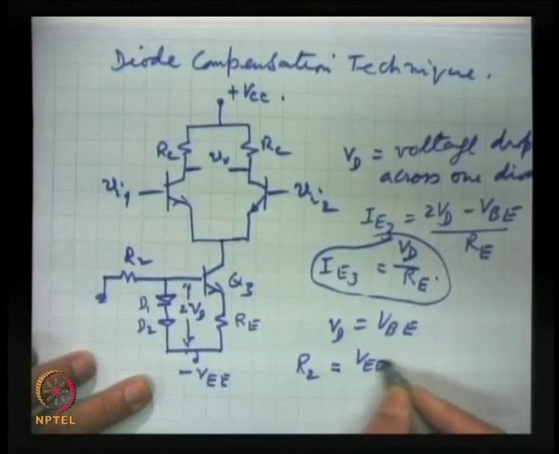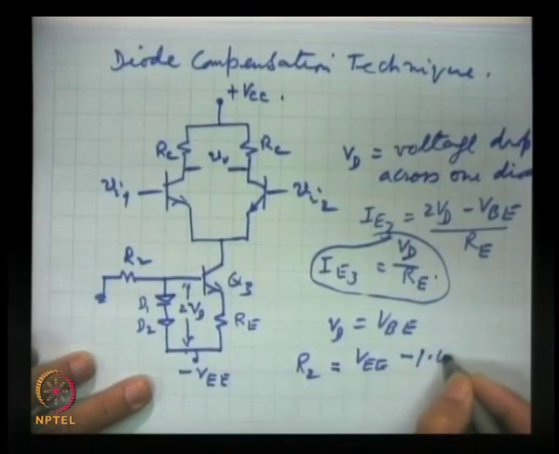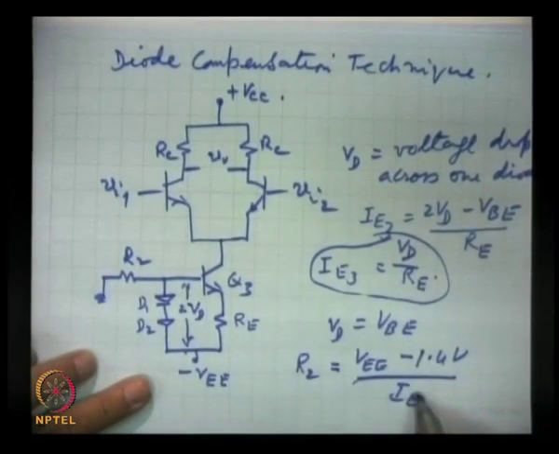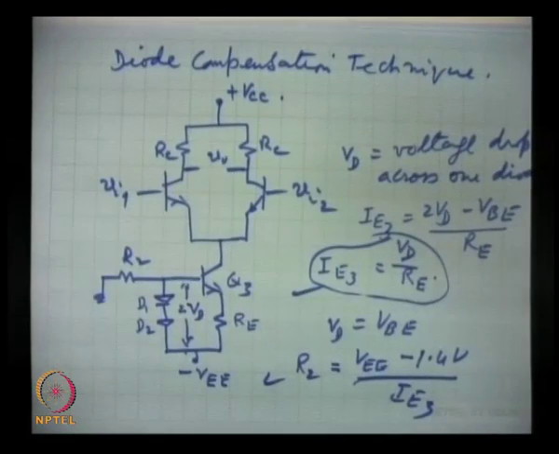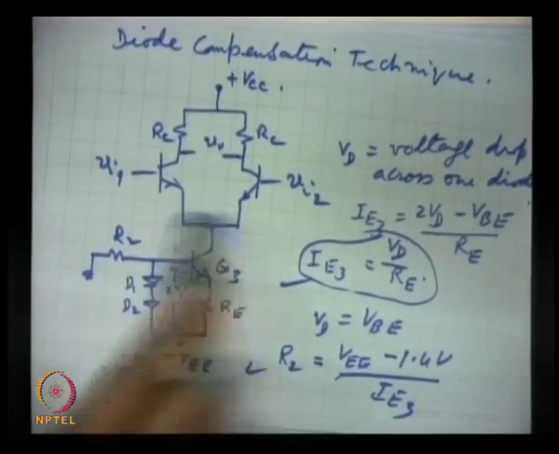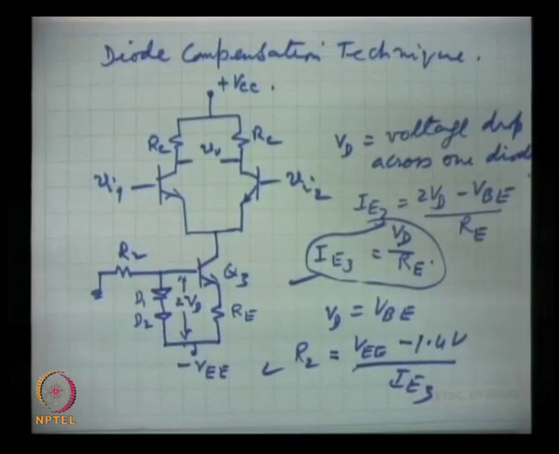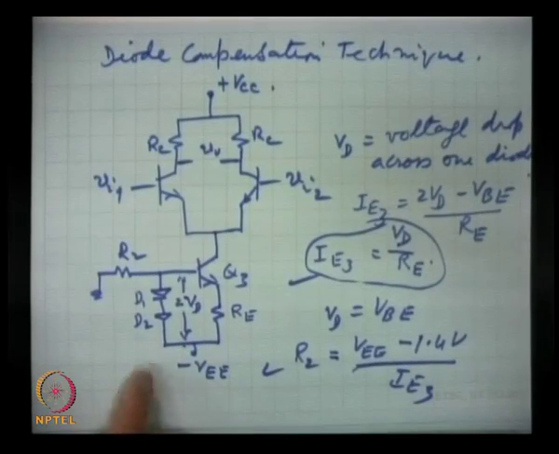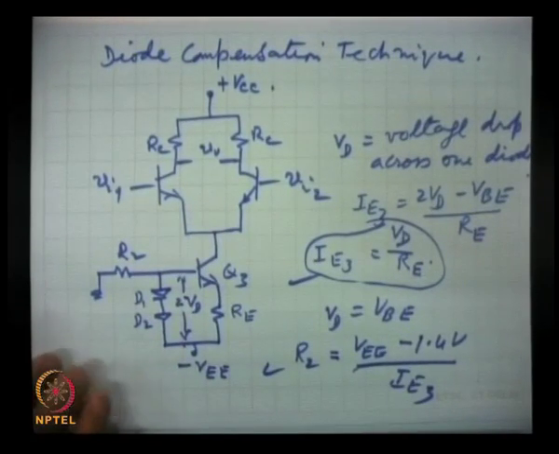This is VEE minus the voltage, which is normally 1.4 volts, by IE3. IE3 is here, and this resistance can be calculated, and it normally comes in the range of 100 to 200 ohms. So, this is one of the best constant current sources, which takes care of two parameters. The constant current source has a very high source resistance in this circuit, and it also takes care of the temperature variation of this voltage VBE, and so this is one of the best.